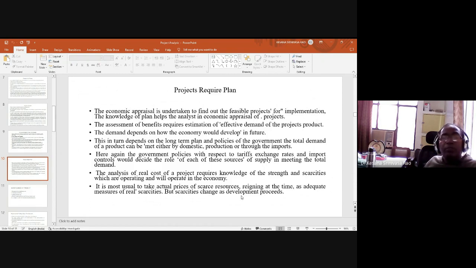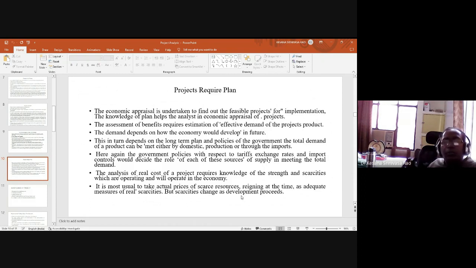The assessment of benefits requires estimation of effective demand for the project's product. That is the most important aspect. If you are doing some projects and they are producing something, that product must have good demand. Then only can you do more projects, produce more products, and the demand may enhance further. The demand depends on how the economy would develop in future. Ultimately, if your economy is doing well, then the demand will also go on.